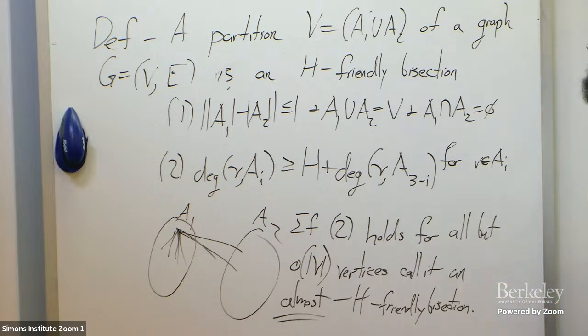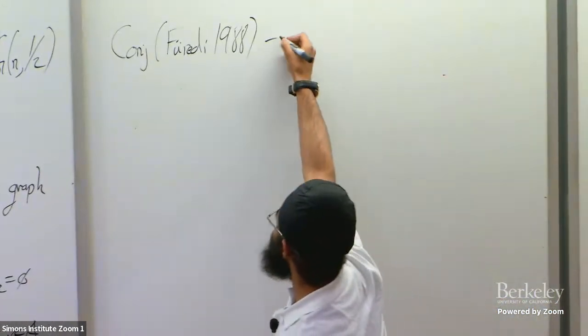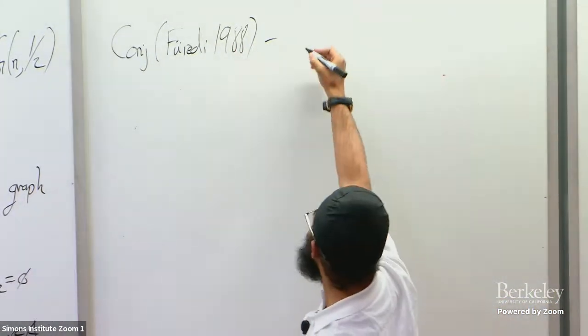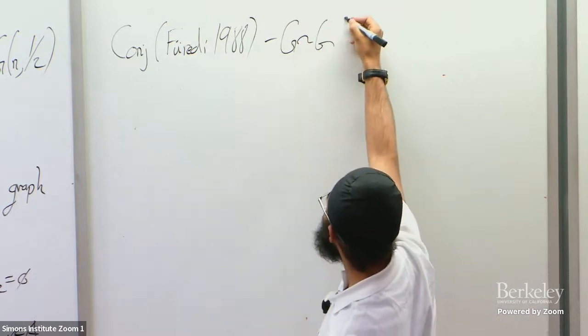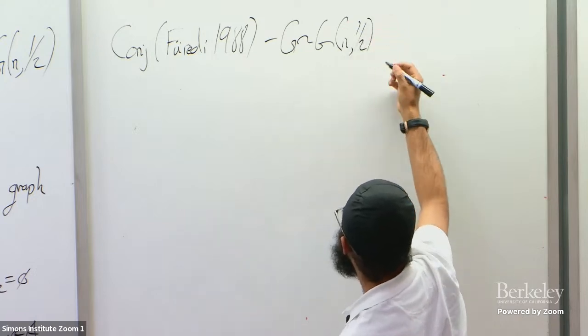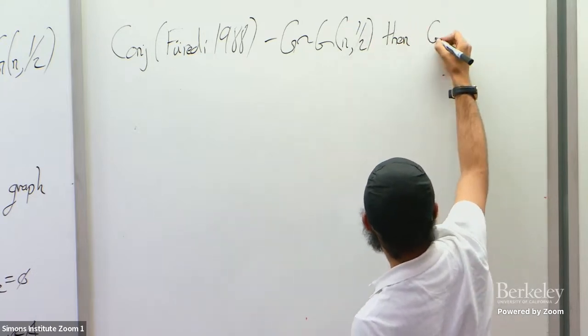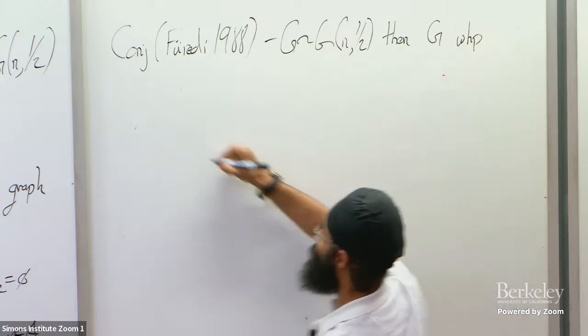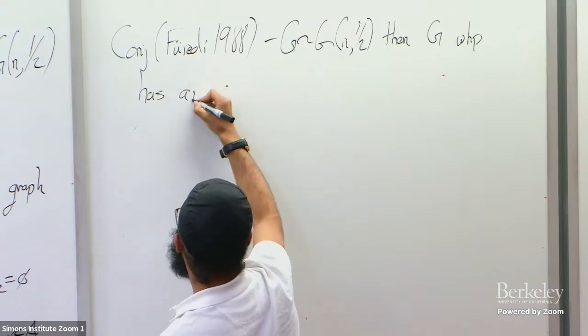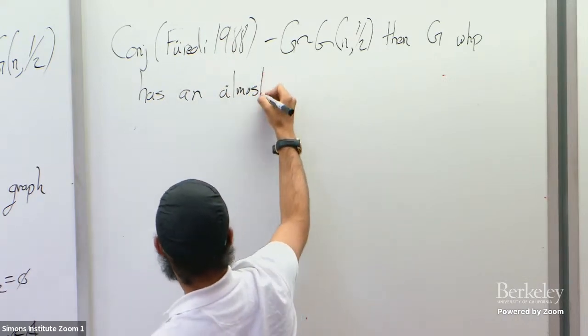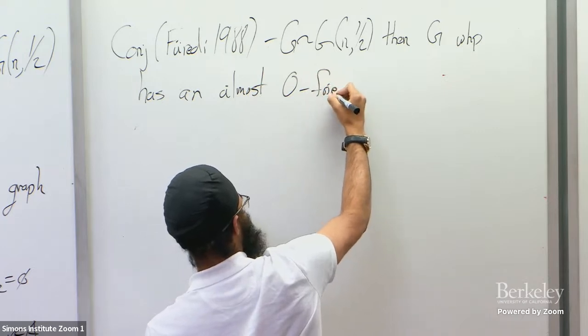So I guess the motivating conjecture here was a conjecture of Füredi. I don't think this is actually written down. I think he made it in 1988, but the way I learned this was in an open problems list by Ben Green, a nice collection of 100 open problems. So if you sample G from G(n,1/2), then G with high probability has a 0 almost 0-friendly bisection.